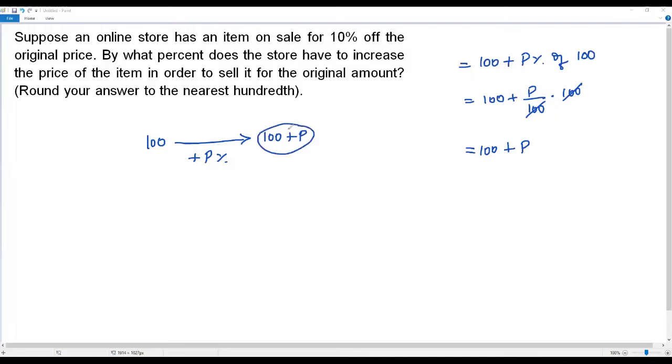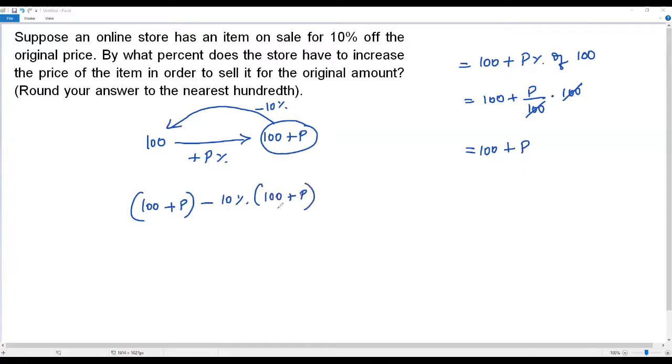Now I'm going to decrease this increased price by 10%. That is a 10% off. So when it decreases the increased price by 10%, it has to be equal to the original price, because the store has increased the original price by some percentage and sells it for the original amount. Now let's decrease this 100 plus P by 10%. Since we decrease, we have to take a negative sign. That is negative 10% of the increased price 100 plus P. Now this increased price has been decreased by 10%, so it must be equal to the original price, that is $100.